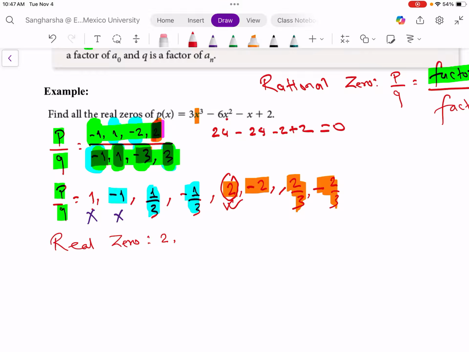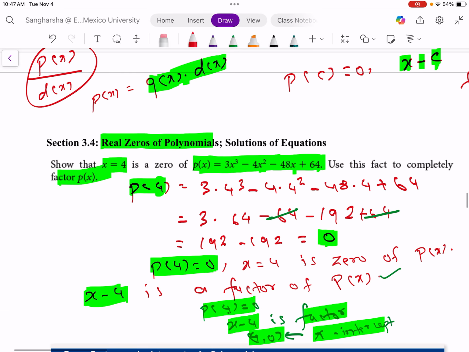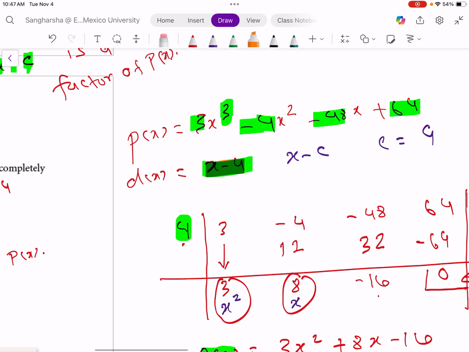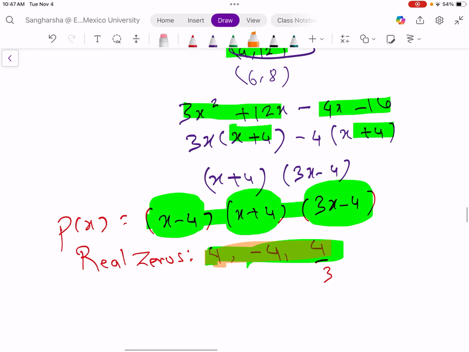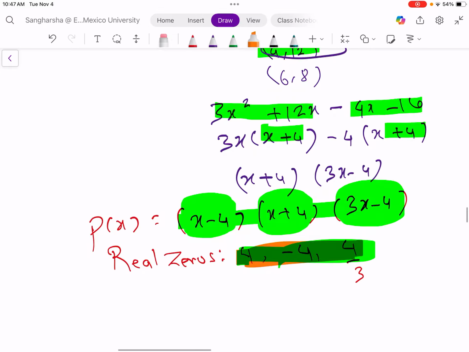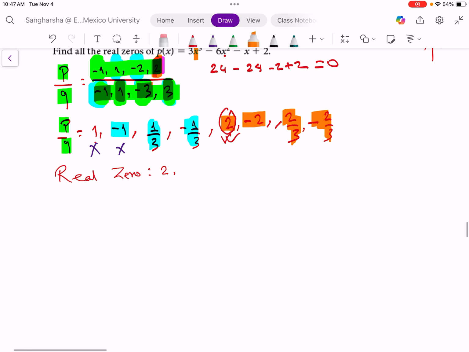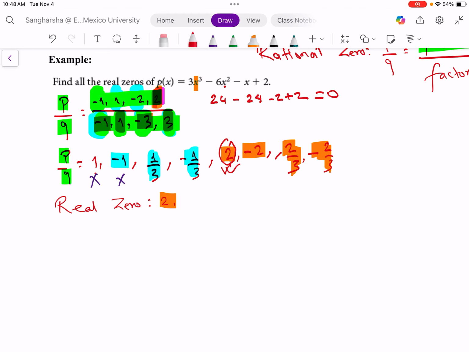You can repeat the same process, or you can go back to this example. See, here we had one real zero. Then after that we found a factor, right? We divided the polynomial by the factor, we factorized, and once we factorized, we had these 3 real zeros. Now we will use the same process here. Since 2 is a real zero, can you tell me a corresponding factor? x minus the real zero. So x minus 2 is a factor.